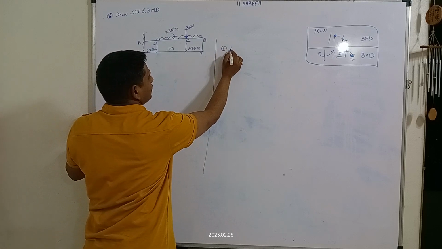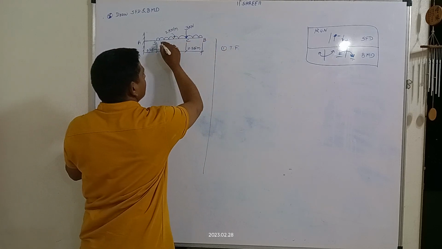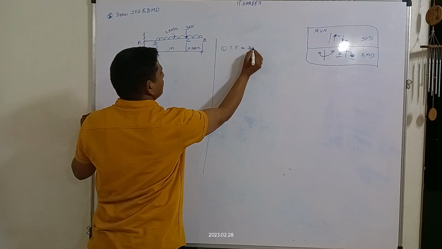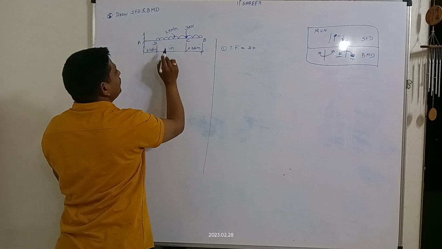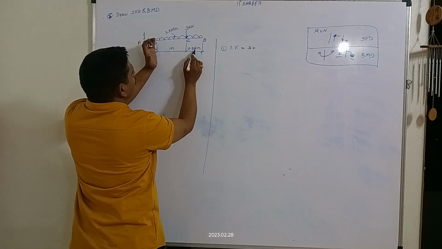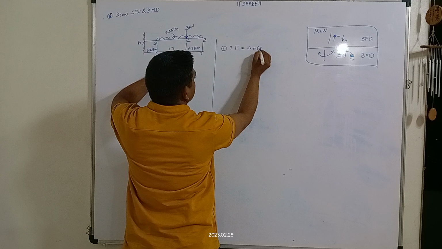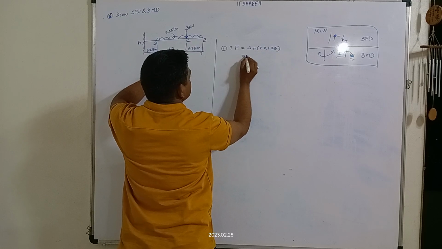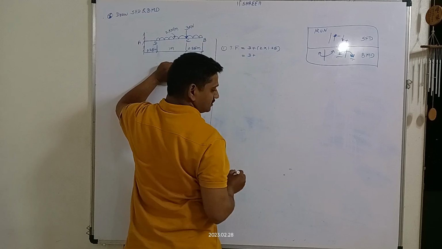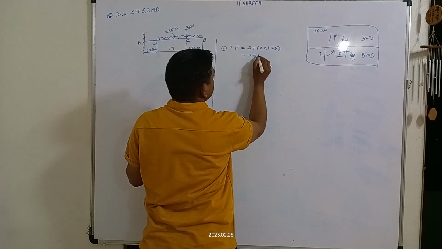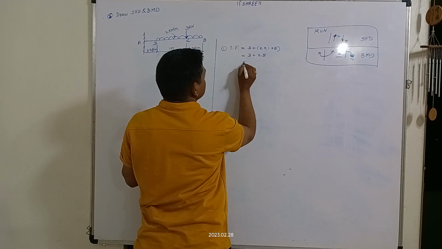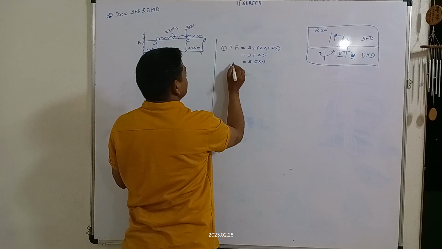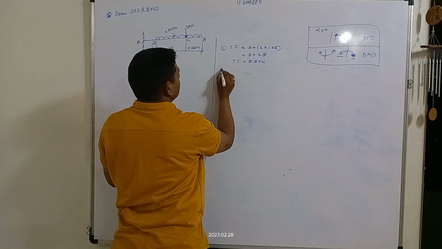First, we are going to calculate the total force acting on the beam, which is equal to 3 kilonewton plus 2 into 1.25. We can write this as 3 plus 2.5, which gives the answer 5.5 kilonewton. This is the total force acting on the beam.